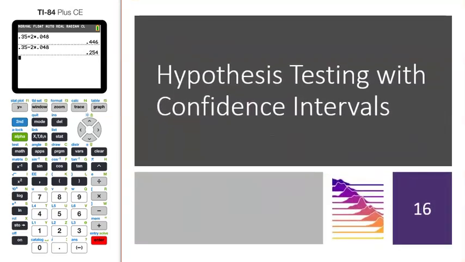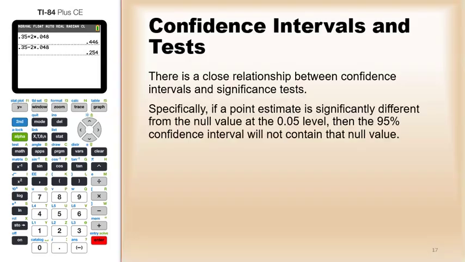Okay, so the last thing I want to talk about for this lesson is the relationship between hypothesis testing and confidence intervals. Because when you reject a null hypothesis, it turns out that that's the same thing as if the null value is not inside the interval. And if you fail to reject the null hypothesis, that's the same thing as saying the null value is inside the interval. So there is a closer relationship between confidence intervals and significance tests.